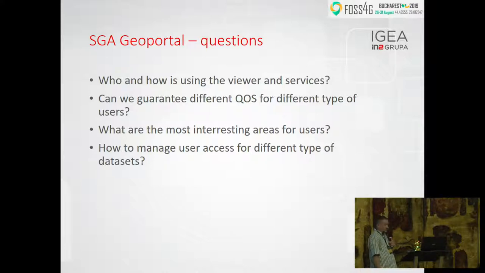After 2 or 3 years and the rise of usage, some questions arose about the GeoPortal. Who is using the viewer and services, and how? Okay, you deliver a lot of data, but who is using it? How are they using it? Why are they using it? Can we guarantee different quality of service for different types of users? Because it's not the same if you deliver to anonymous users or to service level agreement users. What are the most interesting areas for users? What are they looking for? And how do we manage user access for different types of datasets?